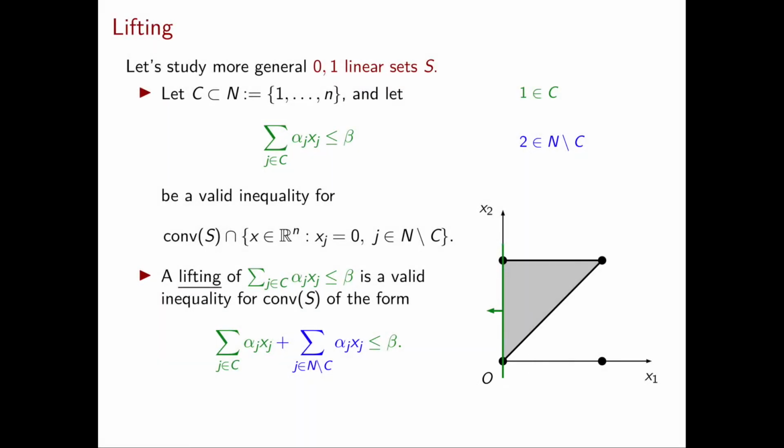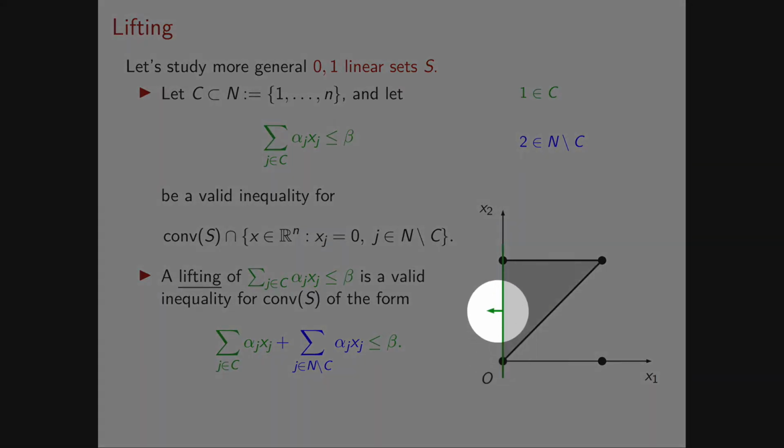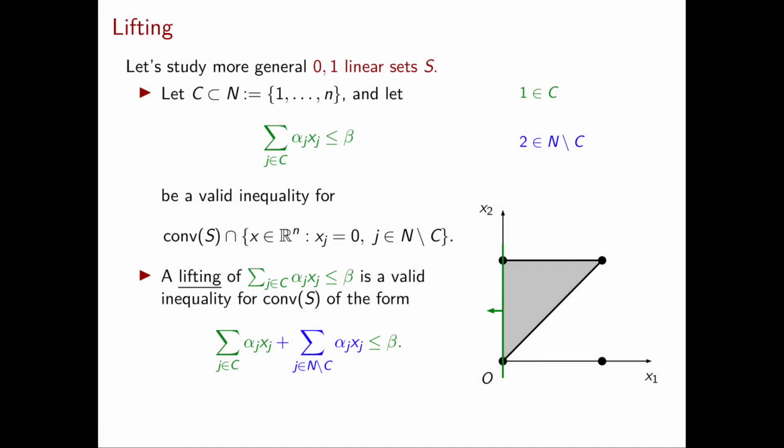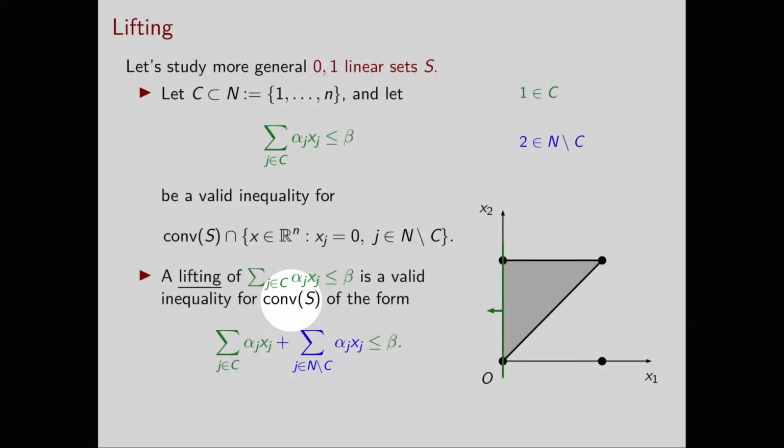So this is a bit less intuitive than before, but highlights the fact that the inequality we start from is not necessarily valid for the convex hull, but is just valid for a face of the convex hull. In fact, in this case, the lifting obtained with alpha 2 equal to 0 is again the same inequality and is not a lifting of the original green inequality. That's because it's not valid for the triangle.